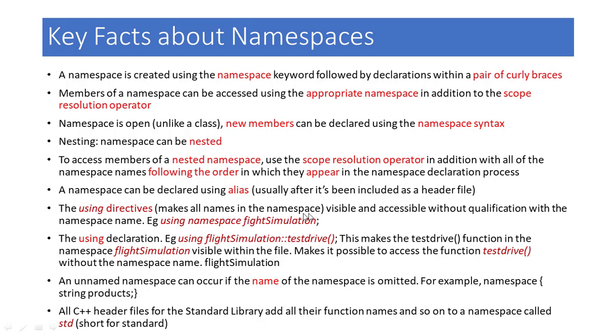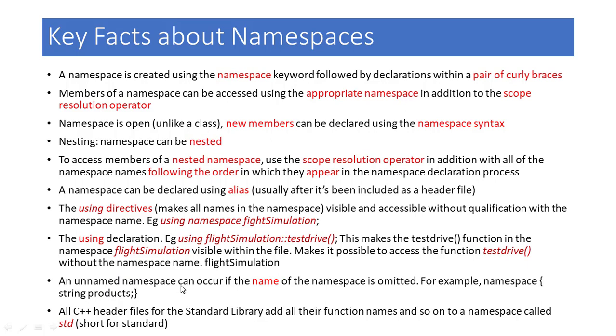The using directive. That makes all names in the namespace visible and accessible without qualification with the namespace name. For example, using namespace flight simulation. The using declaration. For example, using flight simulation::test drive. This will make the test drive function in the namespace flight simulation visible within the file. It makes it possible to access the function test drive without the namespace name, flight simulation.